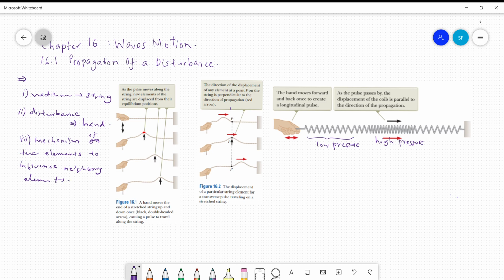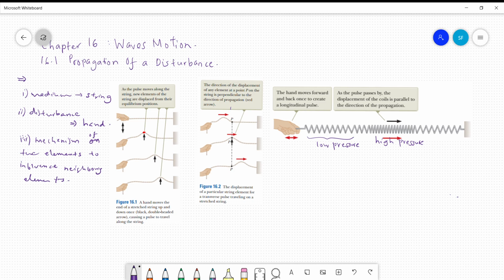Now, in figure 16.1, before we apply force to the string, nothing happens. Meaning the elements or the particles of the string remain at their equilibrium positions. But as we stretch the string up and down, what happens? It will cause a pulse that travels along the string. The pulse is produced as a result of the elements or particles being displaced from their equilibrium positions. In other words, the particles are vibrating upward and downward.